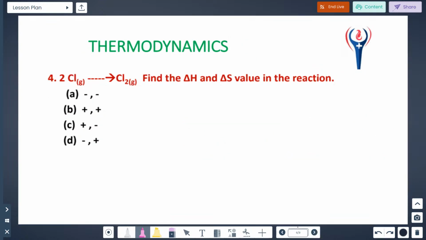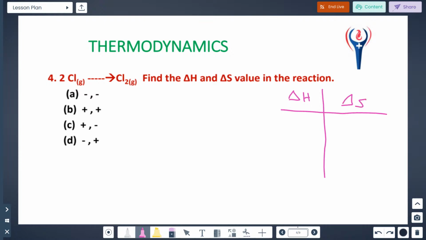Next question. See, 2 chlorine atoms become a chlorine molecule. This is a chlorine atom; 2 chlorine atoms become a chlorine molecule. At that time, what is the del H value and what is the del S value for this reaction, they are asking. Understood? So you just remember, del H and del S.